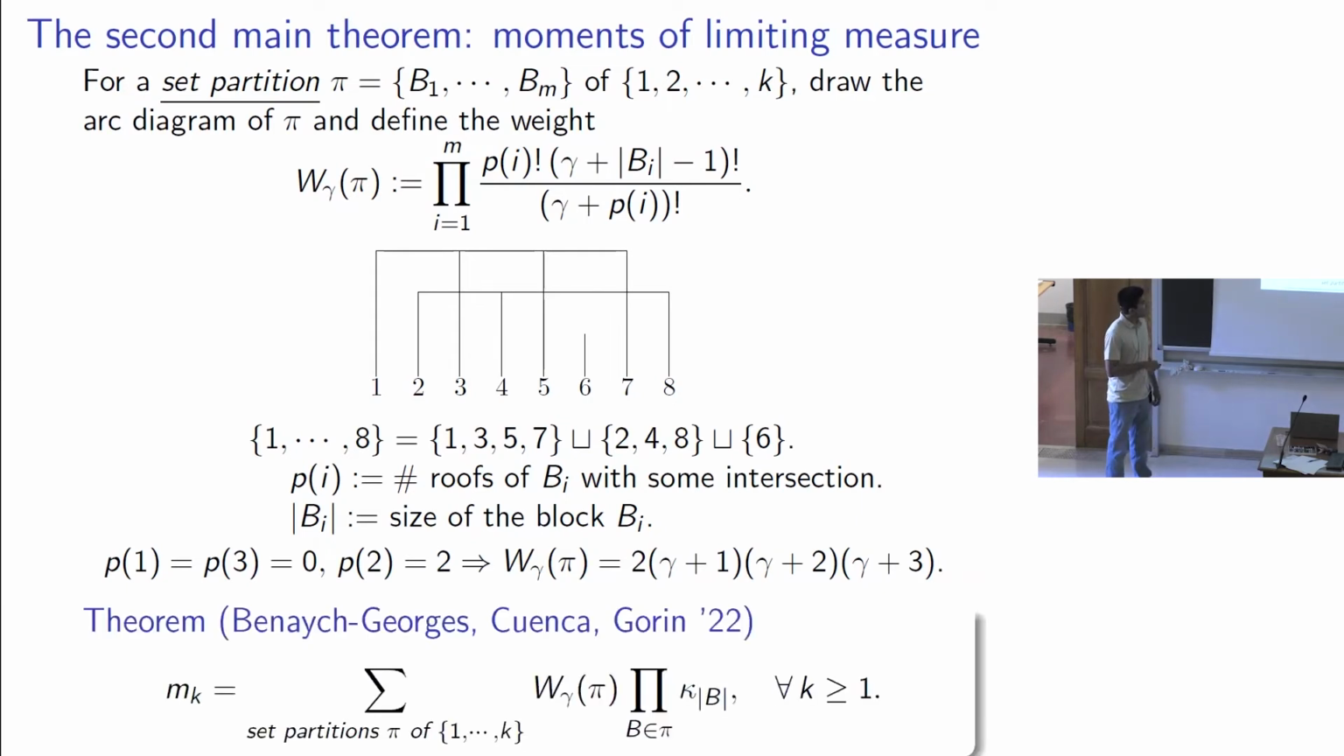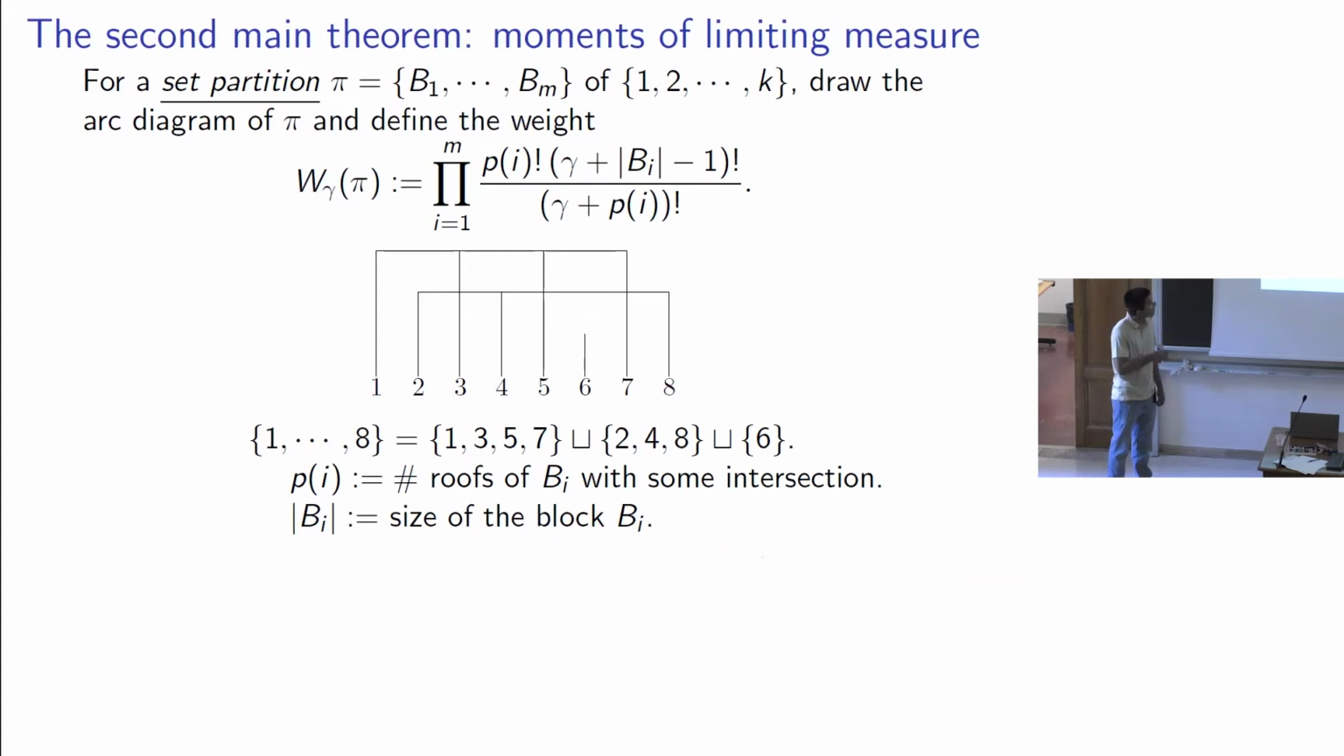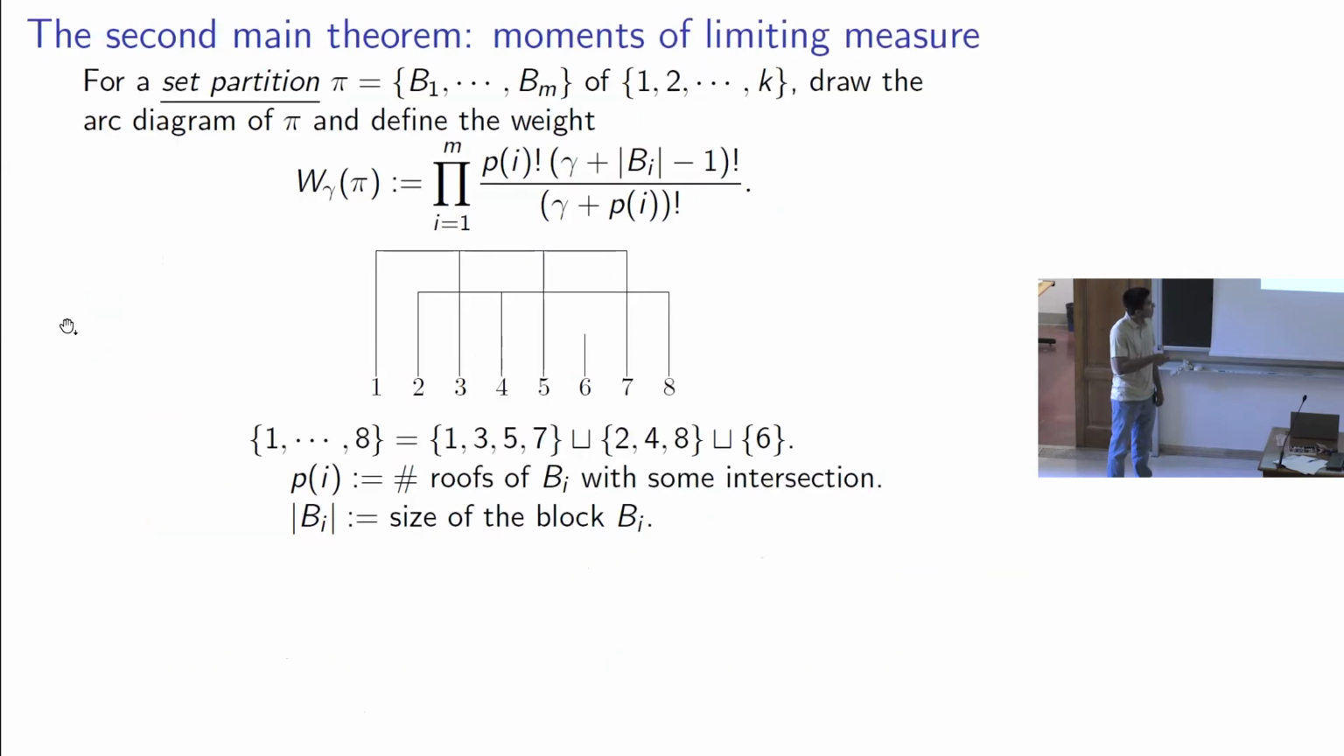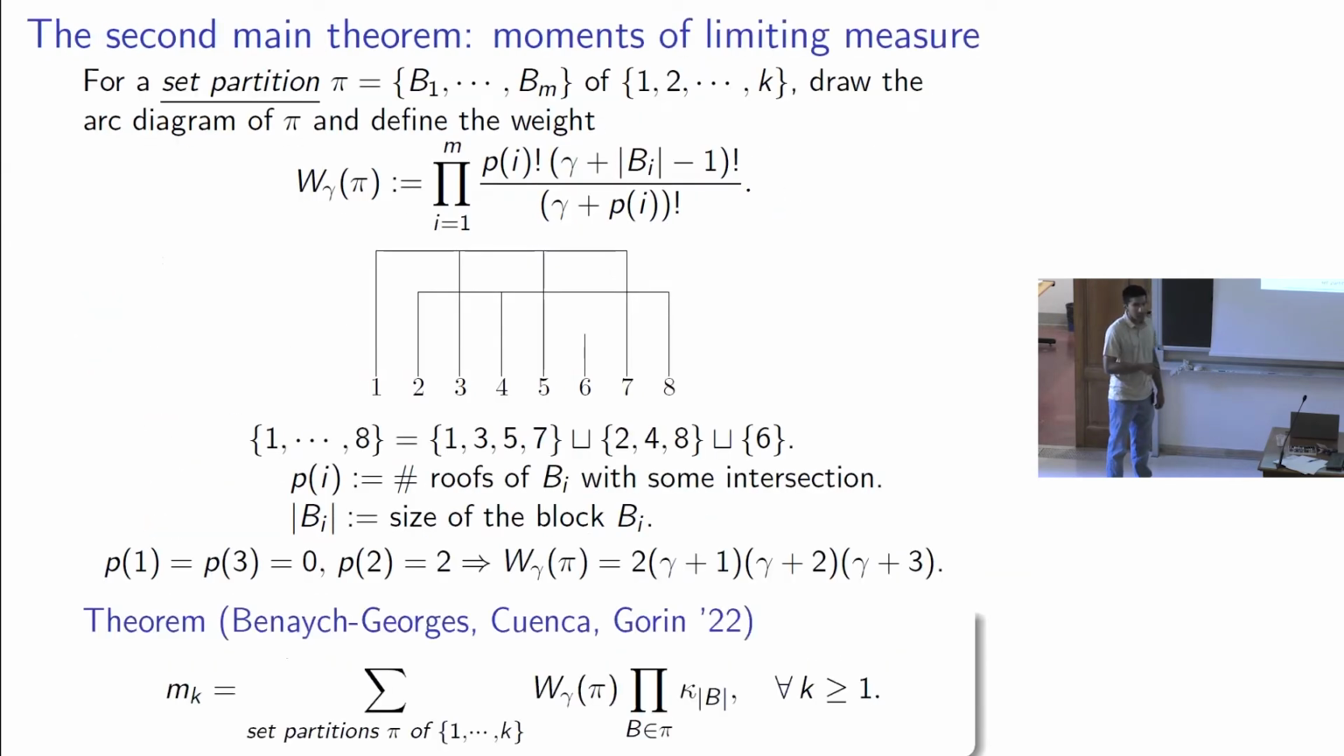And the second main theorem is that the kth moment, m_k, is equal to this formula. So sum over set partitions of the weight, and then you take the product of kappas, kappa of the size of B, okay? So in particular, this degenerates to these other formulas that I have, the small cases. This is the general formula, okay?